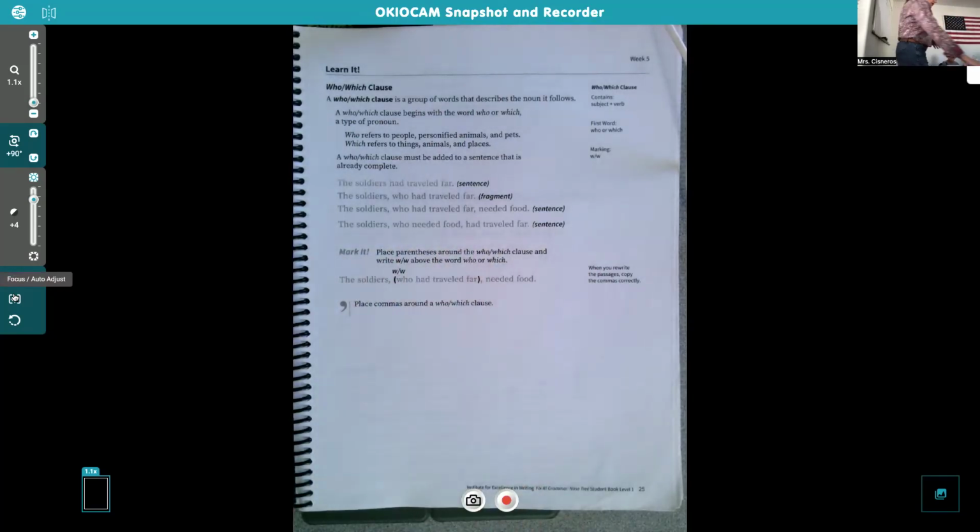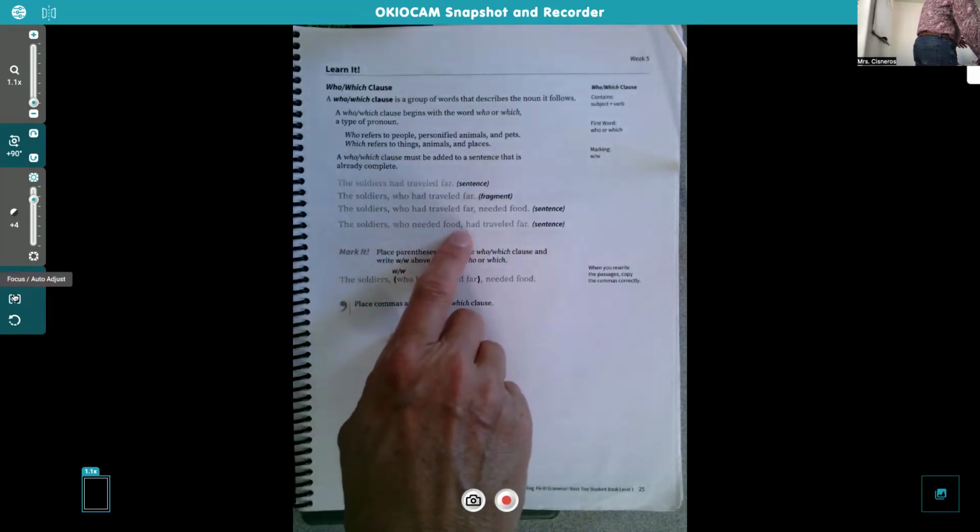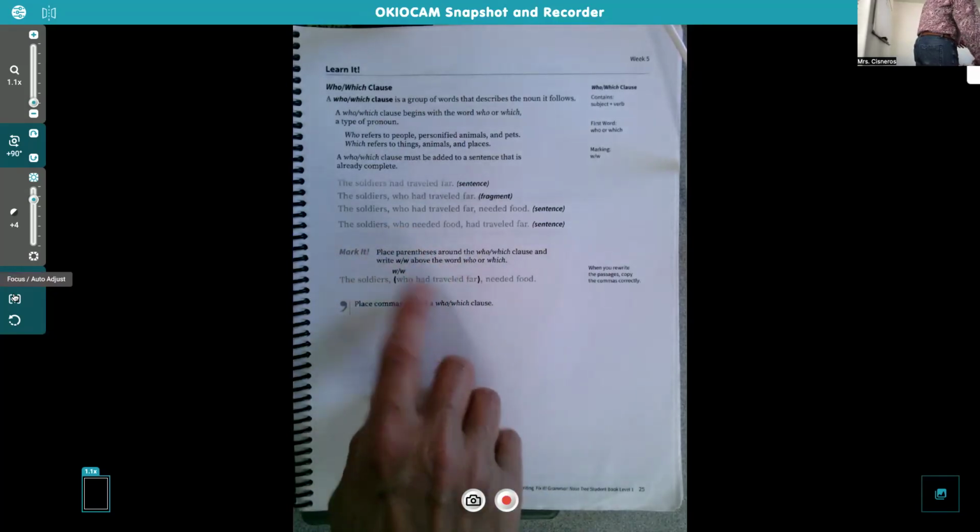Notice the commas around it too. That's another thing that we need to remember. Whenever you have a who or which clause, a group of words in the middle, they need commas. You guys know about commas, right?